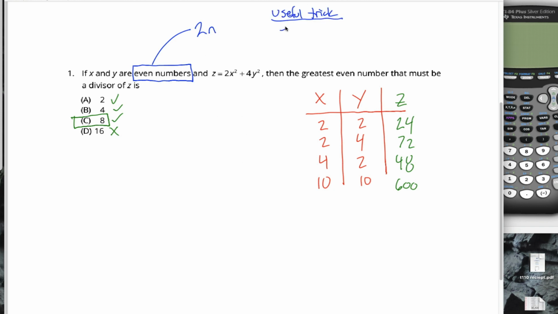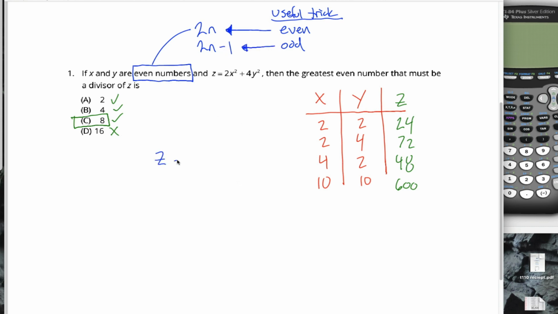A useful trick on problems like this is if you're referring to an arbitrary even number, rewrite it as 2n where n represents a whole number. And if you're referring to an arbitrary odd number, don't rewrite it as 2n, instead rewrite it as 2n plus 1 or 2n minus 1. It really doesn't matter. How does that help?